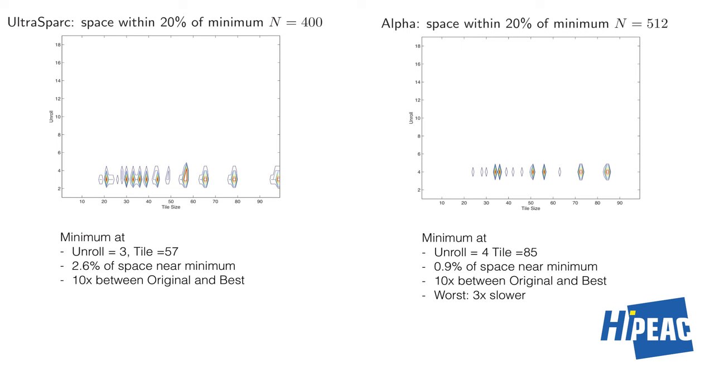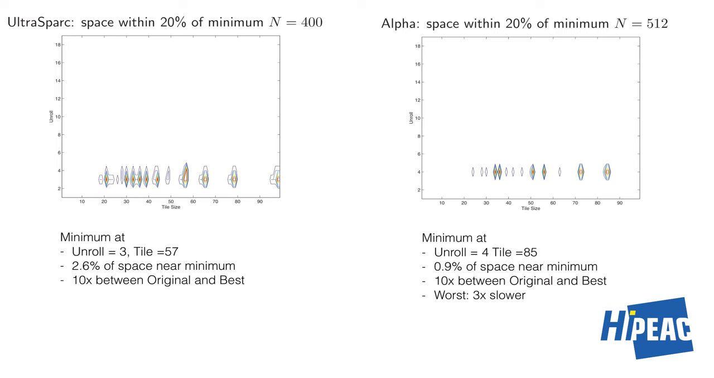Furthermore, if you got it wrong on the Alpha, you're going to be 3 times slower. So getting it wrong is really bad. Getting it right is really hard, but if you get it right, you get 10 times. Again, no analysis would tell you that. So we get this picture of small unrolls and weird tile sizes is the right answer.